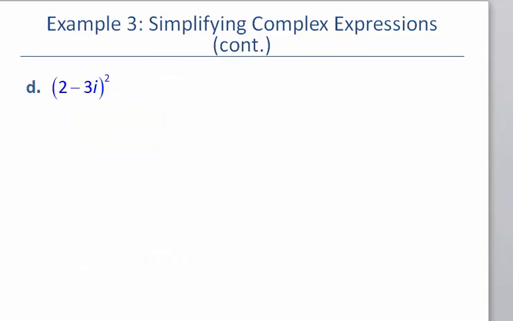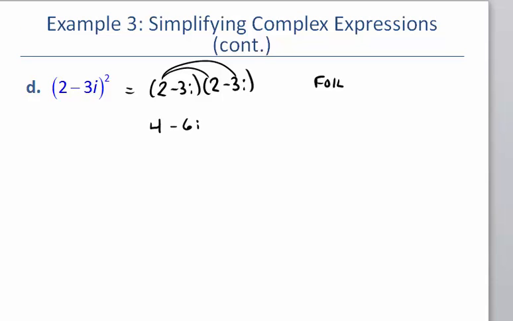And the last part of this is also a multiplication. Even though it looks like a power as we start, we want to remember that 2 minus 3i squared is really 2 minus 3i times 2 minus 3i, where we want to do the FOIL method. So first times first, 2 times 2 is 4. Outside, 2 times negative 3i is negative 6i. Inside, negative 3i times 2 is negative 6i again. And last, negative 3i times negative 3i would be positive 9i squared.